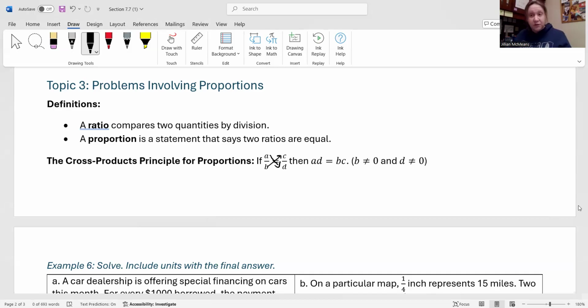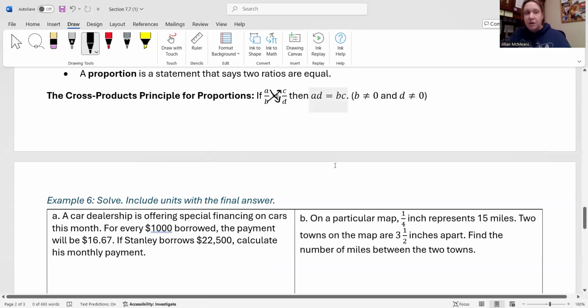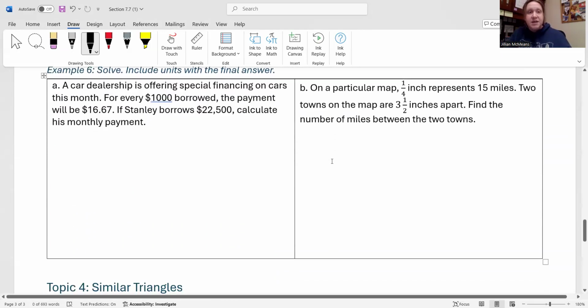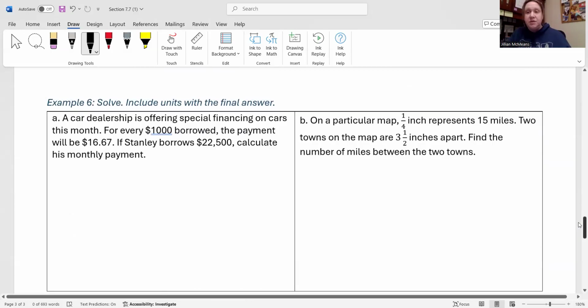The solving should be familiar to you. We've already done it a couple of times. We just have to learn how to set up the proportion. So let's look at example 6. Example 6 says solve, include units with the final answer.